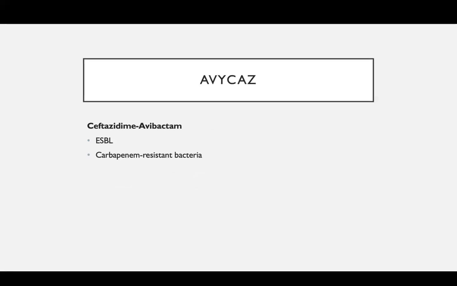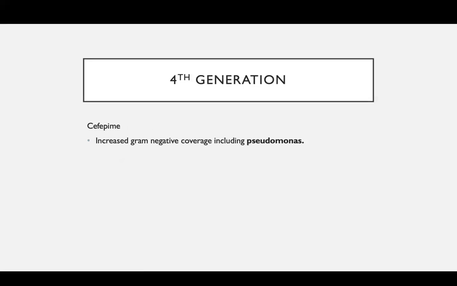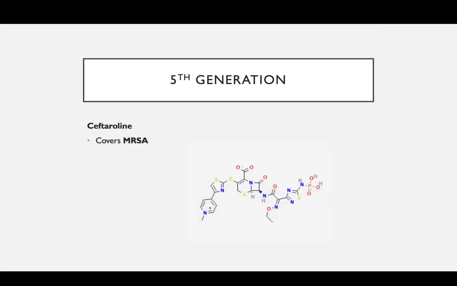Next, we'll go into ceftazidime-avibactam. We just discussed ceftazidime. Here, Avycaz is combined with avibactam, which is a beta-lactamase inhibitor. You do have coverage against ESBL and carbapenem-resistant bacteria. For our fourth generation cephalosporin, we have cefepime. Going up in generation, we see increased gram-negative coverage, and cefepime includes coverage against Pseudomonas. Our fifth generation is ceftaroline, and ceftaroline covers MRSA.